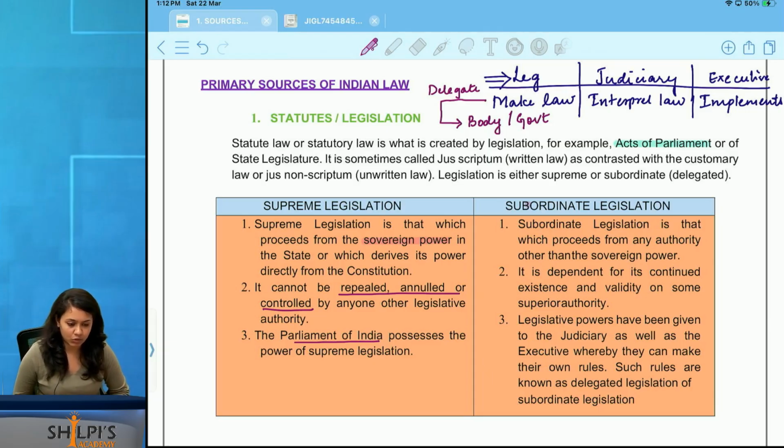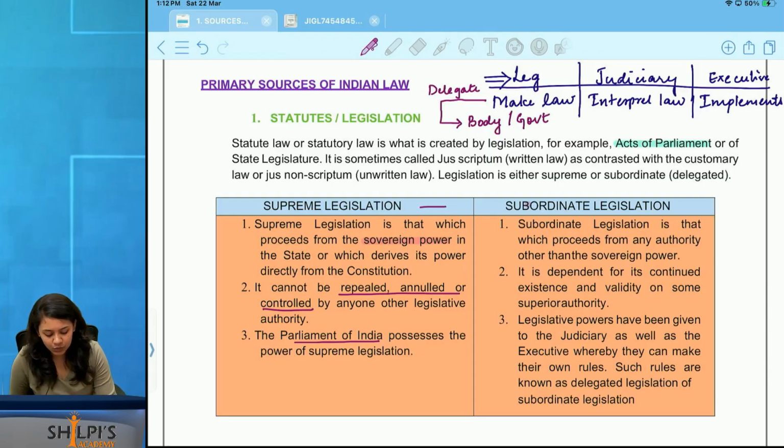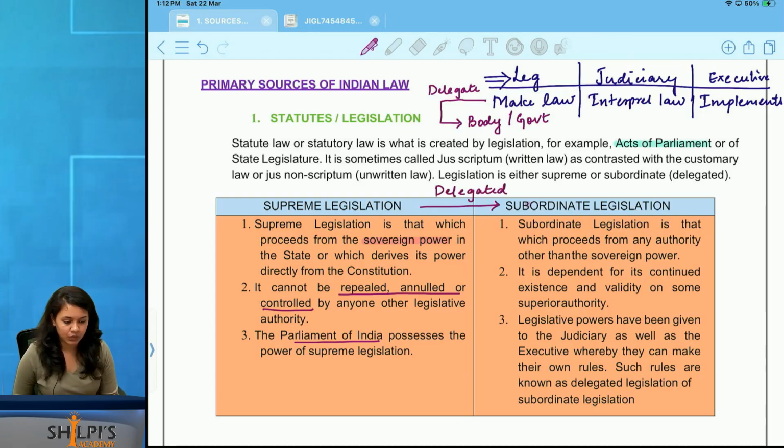So then what exactly is subordinate legislation? Any legislation which is delegated to another authority is known as subordinate legislation. So we can say that subordinate legislation is that law which proceeds from an authority other than the sovereign authority. It is entirely dependent on the sovereign authority for its existence and validity. For example, legislative powers have been given by the legislature to the judiciary as well as the executive. Such rules are known as delegated legislation or subordinate legislation.